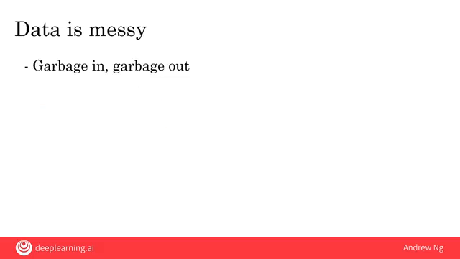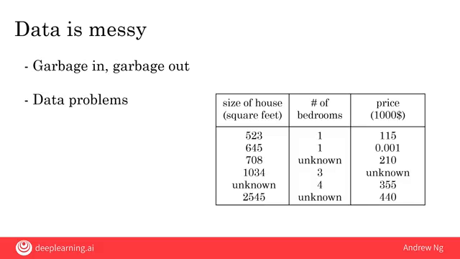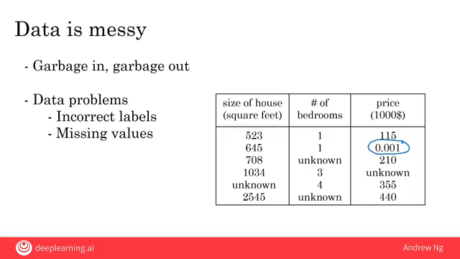Finally, data is messy. You may have heard the phrase "garbage in, garbage out," and if you have bad data, then the AI will learn inaccurate things. Here are some examples of data problems. Let's say you have this data set of size of houses, number of bedrooms, and the price. You can have incorrect labels or just incorrect data. For example, this house is probably not going to sell for $0.001,000, just for $1. Or data can also have missing values, such as we have here a whole bunch of unknown values. And so your AI team will need to figure out how to clean up the data or how to deal with these incorrect labels and/or missing values.